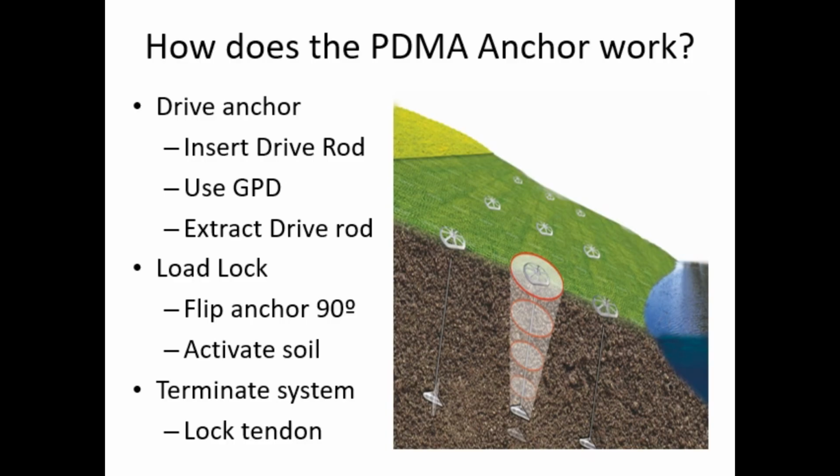Here's how the PDMA anchor is installed to generate very, very high anchorage. The anchor is driven into the ground by a rod inserted into the back of the anchor. After the rod is removed, the tendon is tensioned to flip the anchor 90 degrees. The tendon is further tensioned to stress and activate the soil. And the top termination is locked to the tendon to maintain tension within the system.